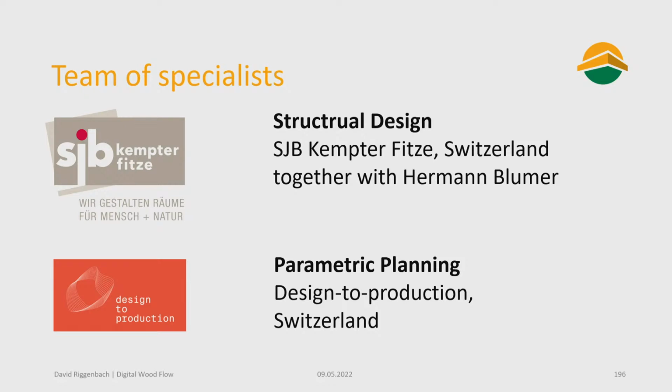We are not alone. To make such difficult projects become real, you need a team of specialists. From the beginning, we worked together with SJB, structural engineers, very skilled in calculating free-form structures, together with Hermann Blumer, who already was a partner for Johan in the development phase. And we had the company Design to Production, who are specialists in parametric planning, also on board from the beginning.